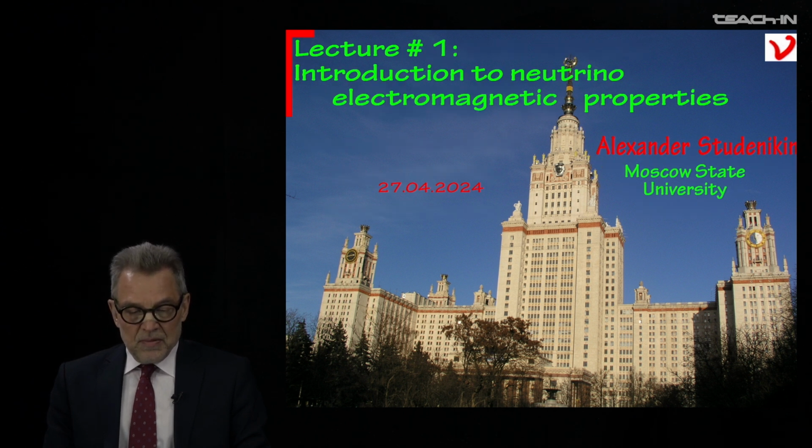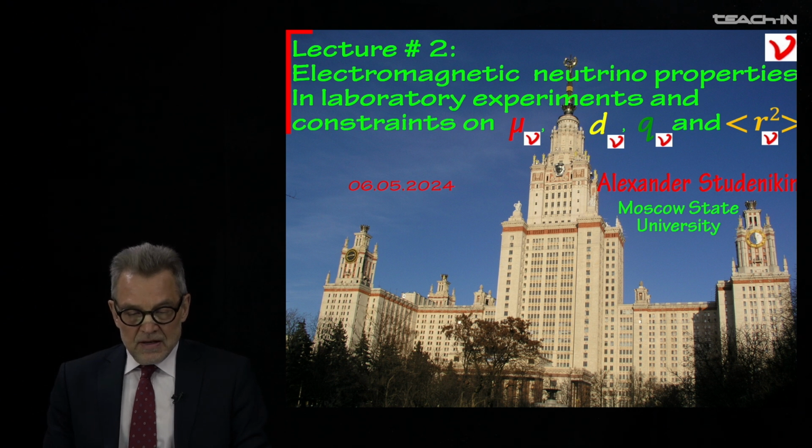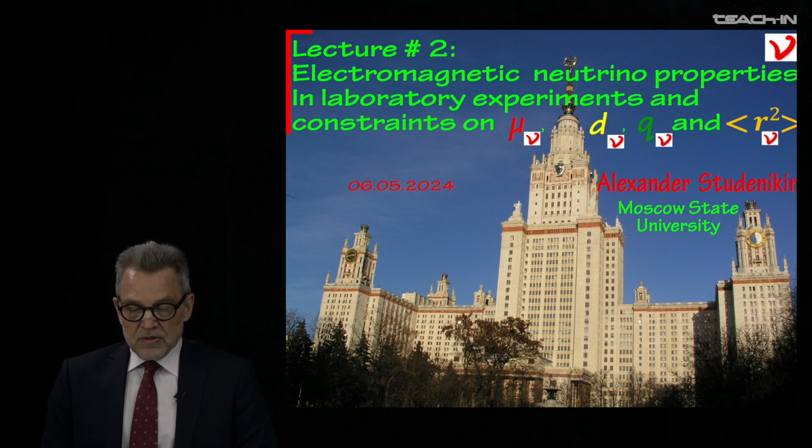So if you remember, just 2 lectures ago, we discussed some introduction to this topic, some electromagnetic properties, the basis. Then on the next lecture, a week ago, we considered neutrino electromagnetic properties and focused on the laboratory experimental constraints on the most important neutrino electromagnetic characteristics, such as neutrino magnetic moments, neutrino electric dipole moments, neutrino charge radii, and also electric millicharges of neutrinos.